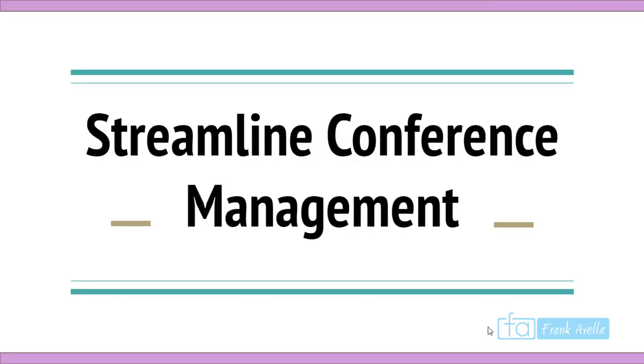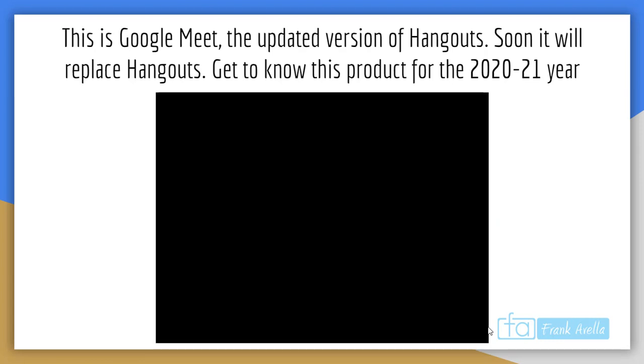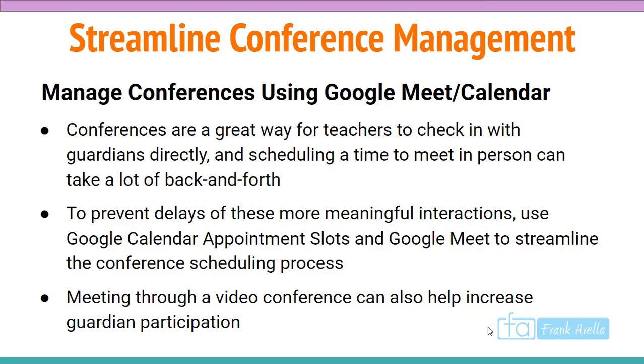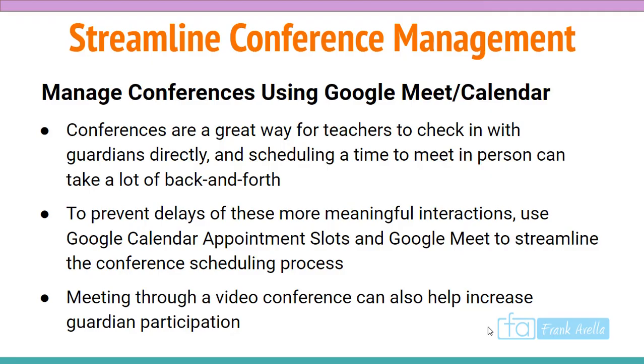Okay, this is the last section here. Streamline conference management. All right, so it used to be Google Hangouts. I had Google Hangout videos. I had to get rid of them. And I did a whole video here on Google Meet. Okay, listen, get to know this. Even though you don't need to know all this stuff for the Google Level 2, watch that video because of Google Meet. We might not even be, with this virtual teaching, who knows how much we're going to have to do? So I recommend watching that whole video.